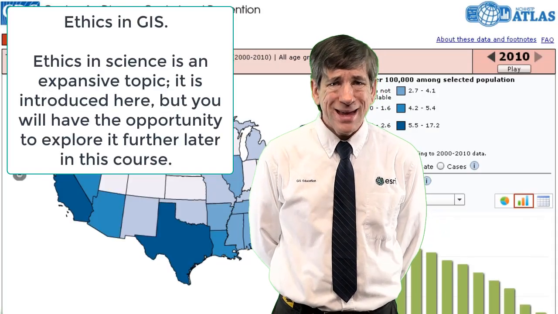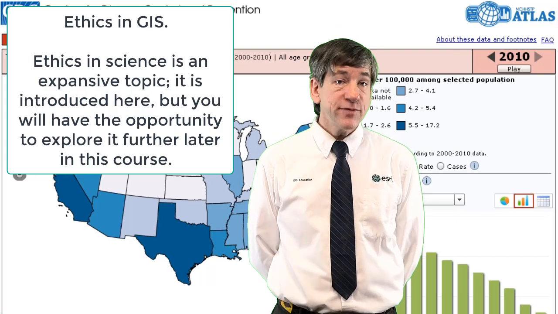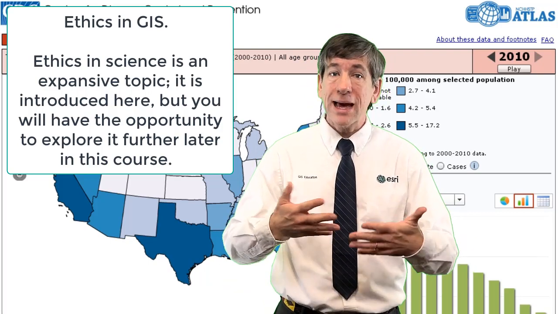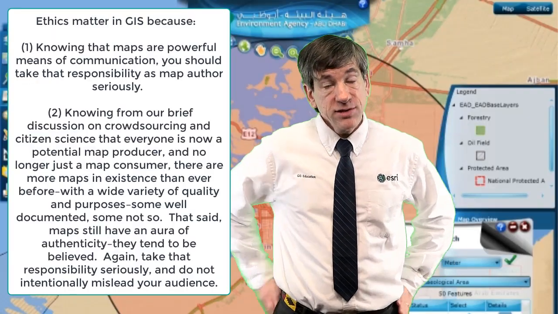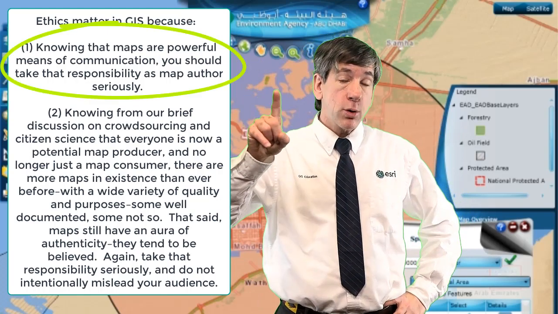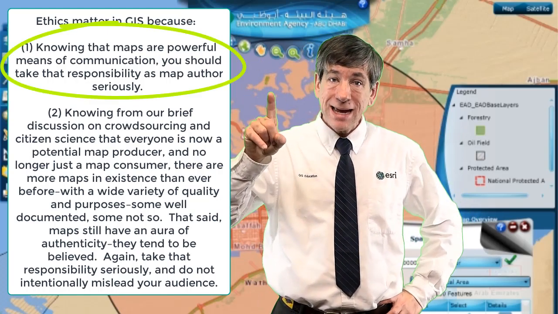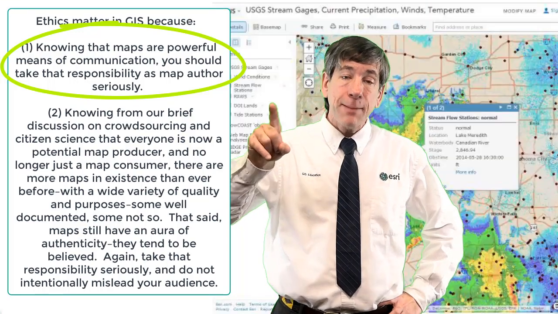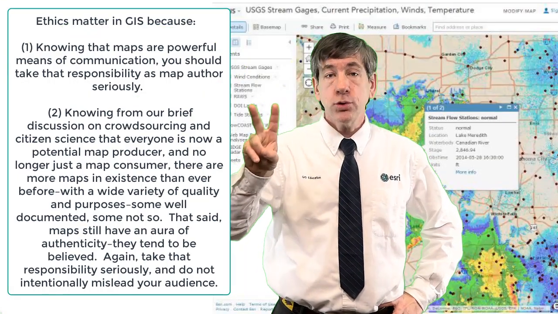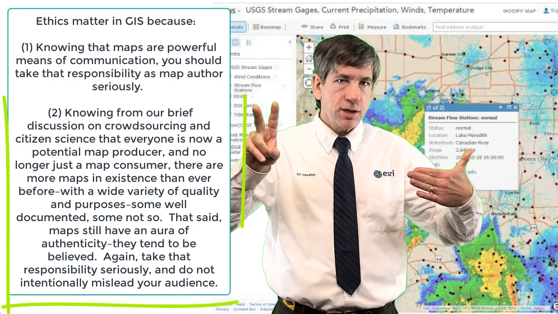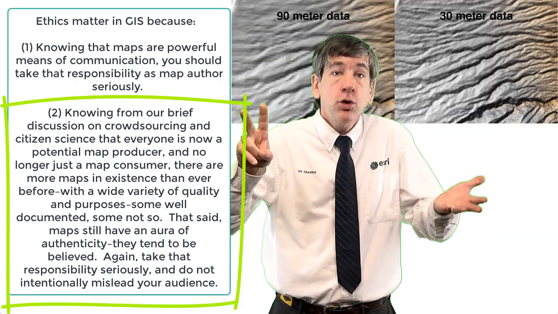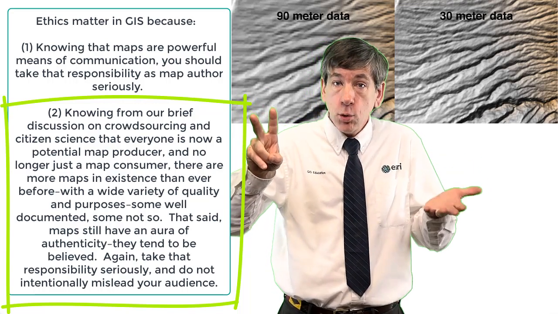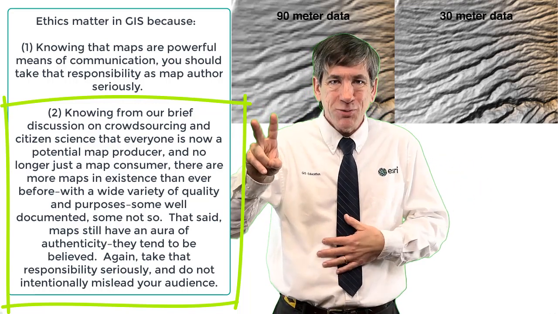Ethics in GIS. Ethics in science is an expansive topic. It is introduced here, but you will have the opportunity to explore it further later in this course. Ethics matter in GIS because, number one, knowing that maps are powerful means of communication, you should take that responsibility as map author seriously. Number two, knowing from our brief discussion on crowdsourcing and citizen science that everyone is now a potential map producer and no longer just a map consumer.